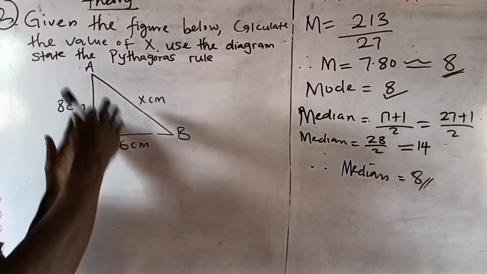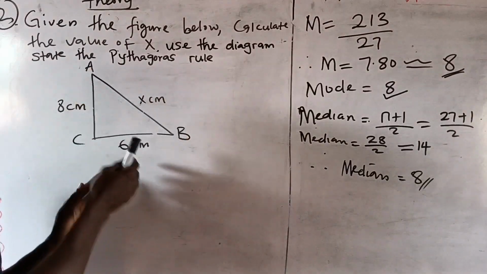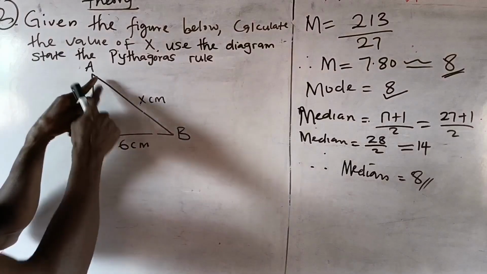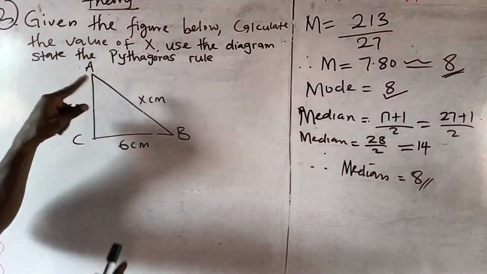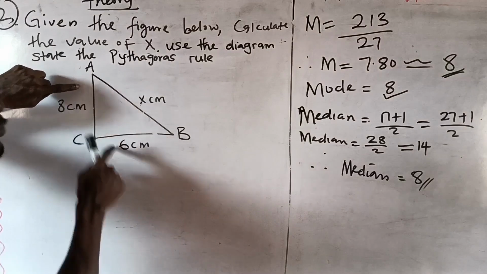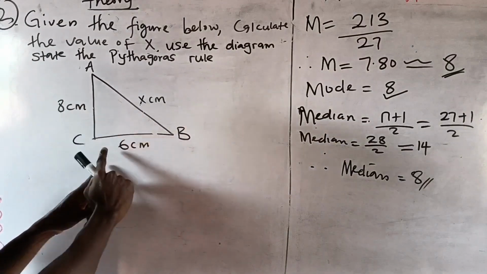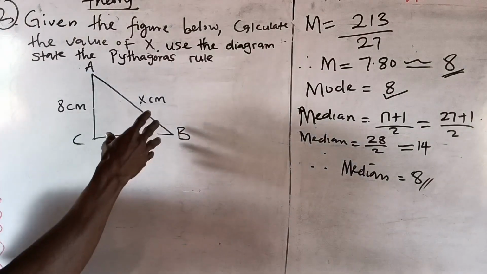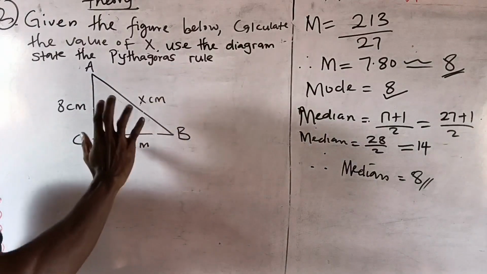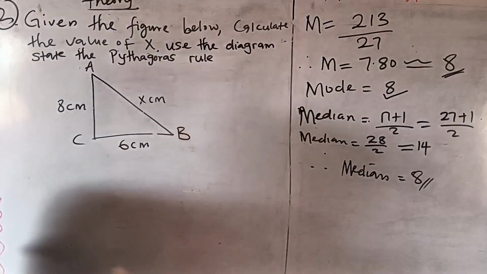The Pythagoras rule states that in a right angle triangle, the square of the hypotenuse side is equal to the sum of the squares of the two other sides, the opposite and the adjacent. So we'll just use that rule. Based on the rule, we are going to use it to solve this problem, so we can get our x.